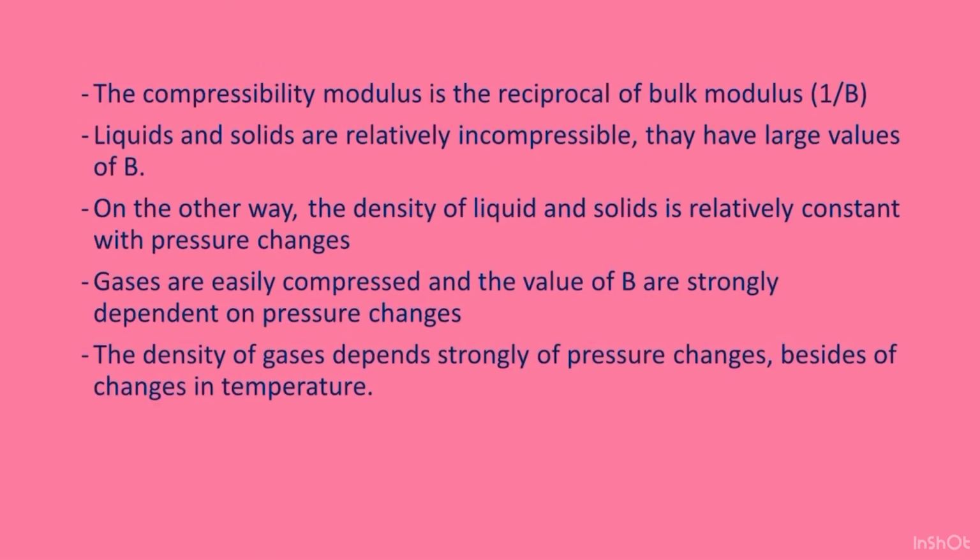So the compressibility modulus is the reciprocal of bulk modulus. Liquids and solids are relatively incompressible. They have large values of beta, compressibility. On the other hand, the density of liquid and solid is relatively constant with pressure changes. Gases are easily compressed, and the values of compressibility are strongly dependent on pressure changes. The density of gases depends strongly on pressure change, besides change in temperature.